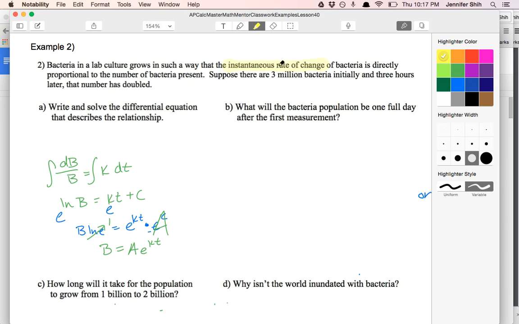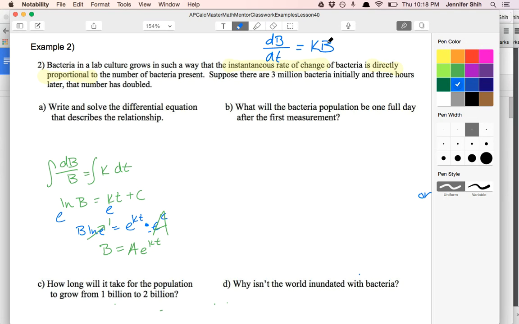Instantaneous rate of change, that is the whole point of our course. That's going to be something like dB over dt. And what that is, it's directly proportional. That means that our proportionality constant K is going to be directly proportional to the number of bacteria present, B. And then our initial condition, suppose there are 3 million bacteria initially. So this is our initial condition.